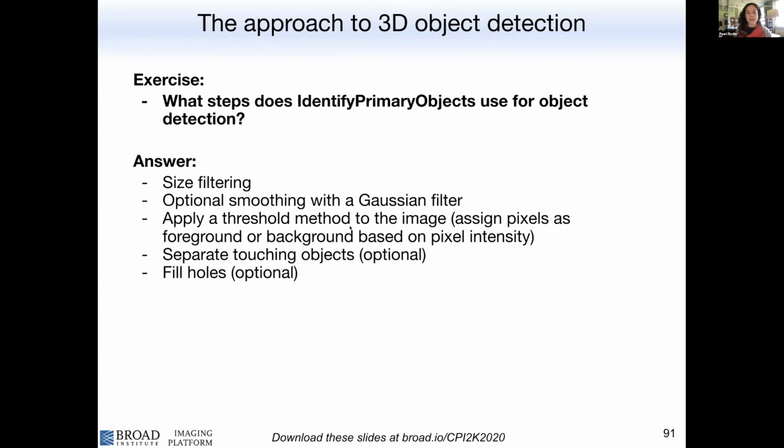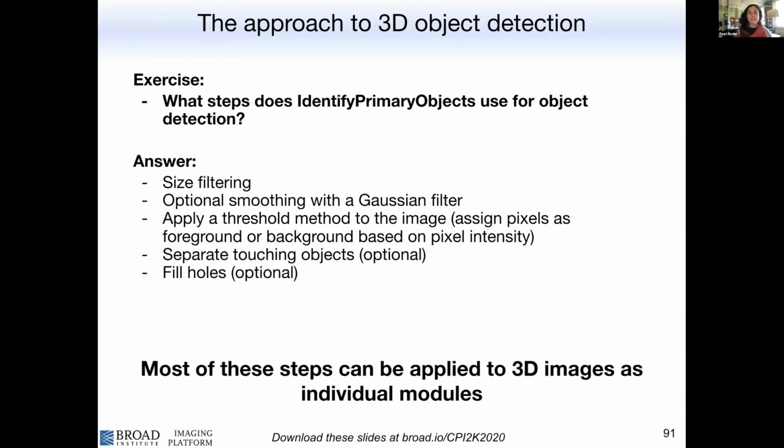You were doing things like applying thresholding mechanisms that were identifying any pixels that were going to be included as part of your image versus the background pixels. And so those were the methods that you were selecting, things like Otsu or minimum cross entropy. Then you were separating apart from each other any touching objects, and you were potentially filling holes in the objects so that you didn't have over segmentation. In two dimensions, you do all of this within the Identify Primary Objects module.